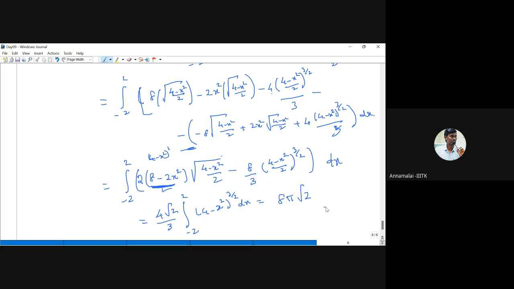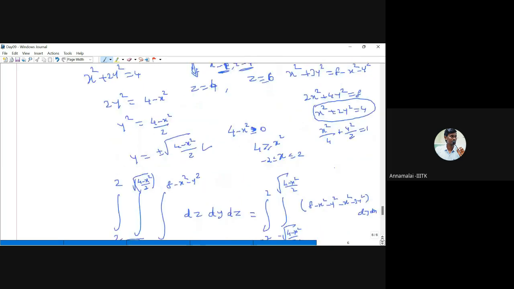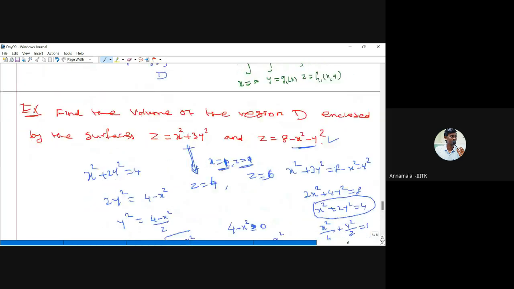So therefore, we got to substitute x equal to 2 times sine u. Substitution of variable. If you do this one, we can easily evaluate this integration. Okay, because 1 minus x square can be written as cos square x, and then we can cancel the square and we get cos cube, and then you can easily integrate it. Okay, substitute x equal to 2 sine u or some sine t, so you will get this one. So answer is 8 pi times root 2. So this is a method to find the volume of the region bounded by these two curves.